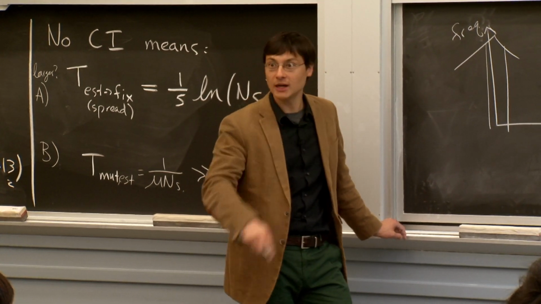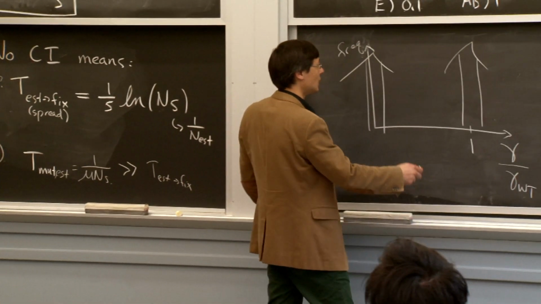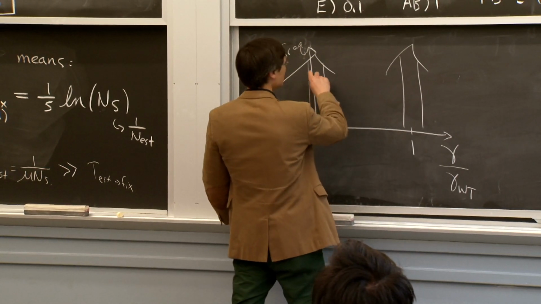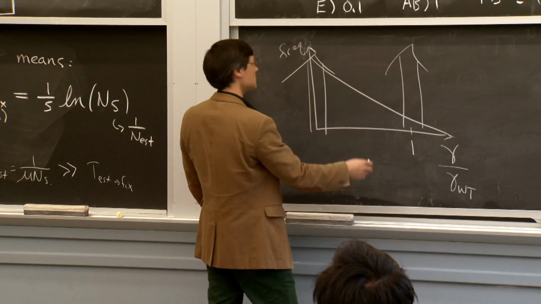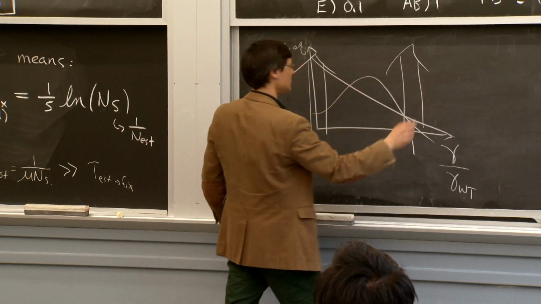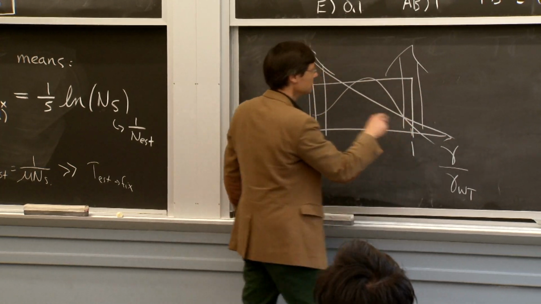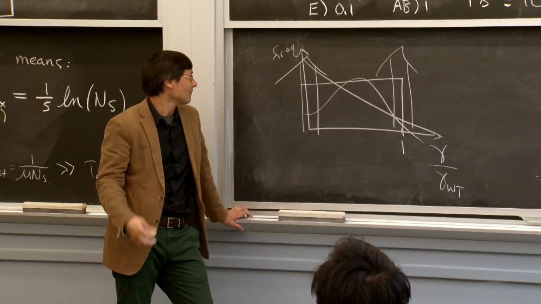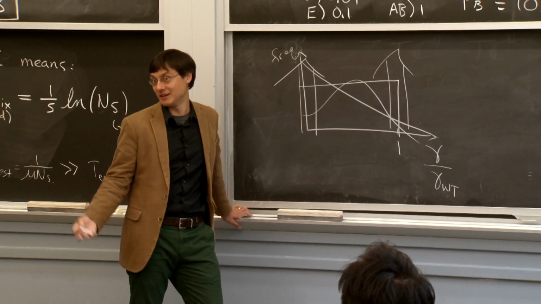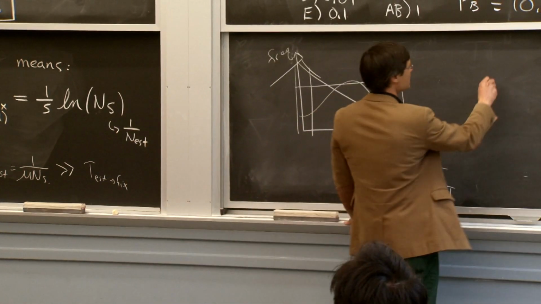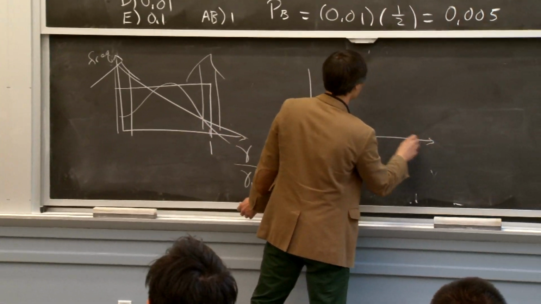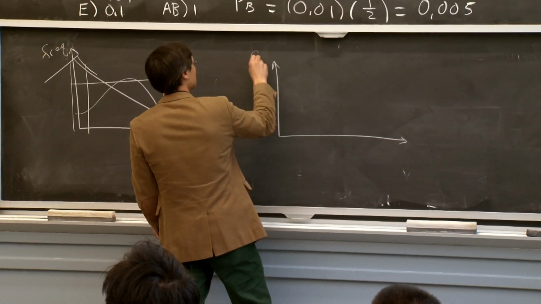Some people have drawn things that look like this. Some people have drawn things that look like this. Sometimes, yeah. I'd say that we have a uniform distribution, if you're going to make a null model. Okay. All right. So I would say that we have enough information to say something about what this thing should look like.